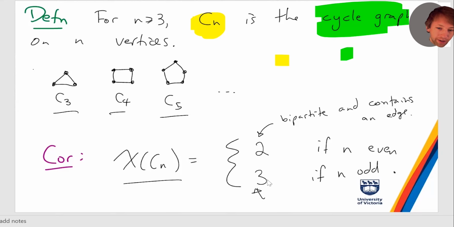For the odd cycle, the answer is 3. The lower bound comes from the fact that it has an odd cycle. So it's at least 3 because it's an odd cycle. And it's at most 3 because it's at most delta of Cn plus 1, which is 3 because the maximum degree is 2. So the upper bound you get is 3.